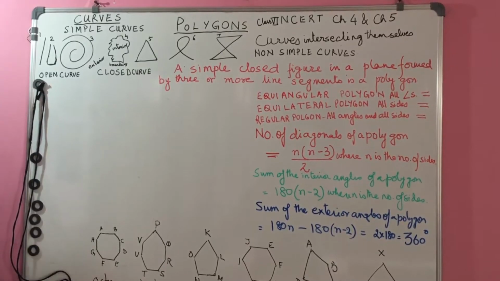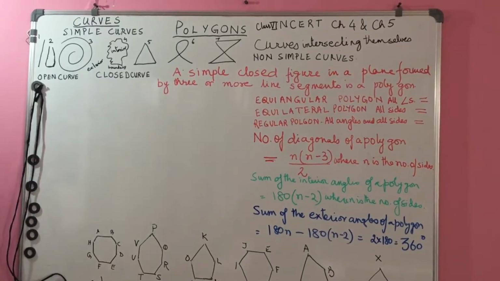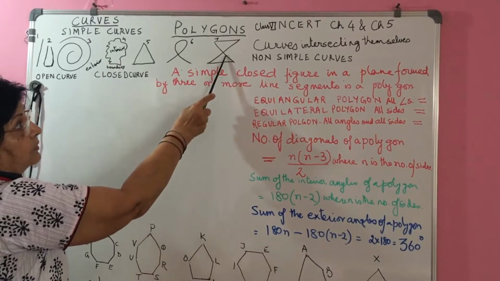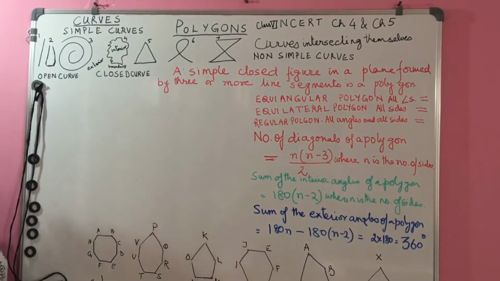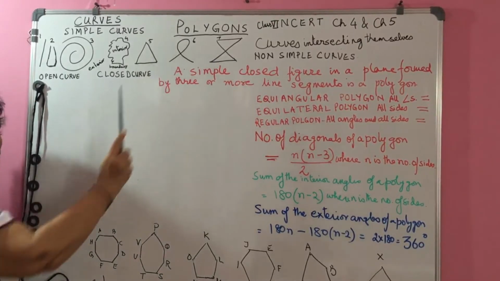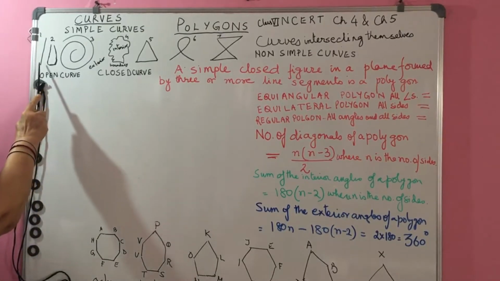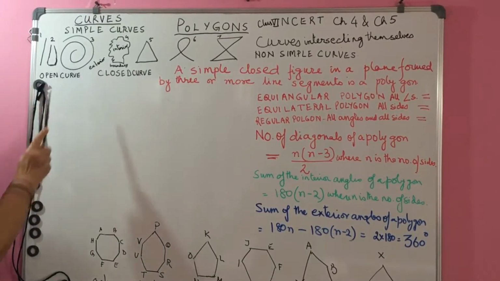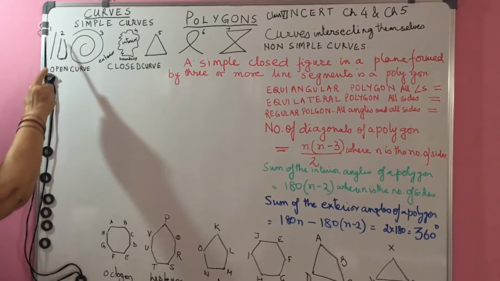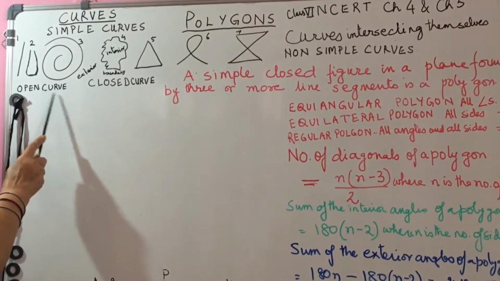So, they are known as simple curves. While the curves 6 and 7 intersect themselves. The curves which intersect themselves are called non-simple curves. Now, curves 1, 2 and 3 are such that they have 2 distinct endpoints. Now, these curves we term as open curves.